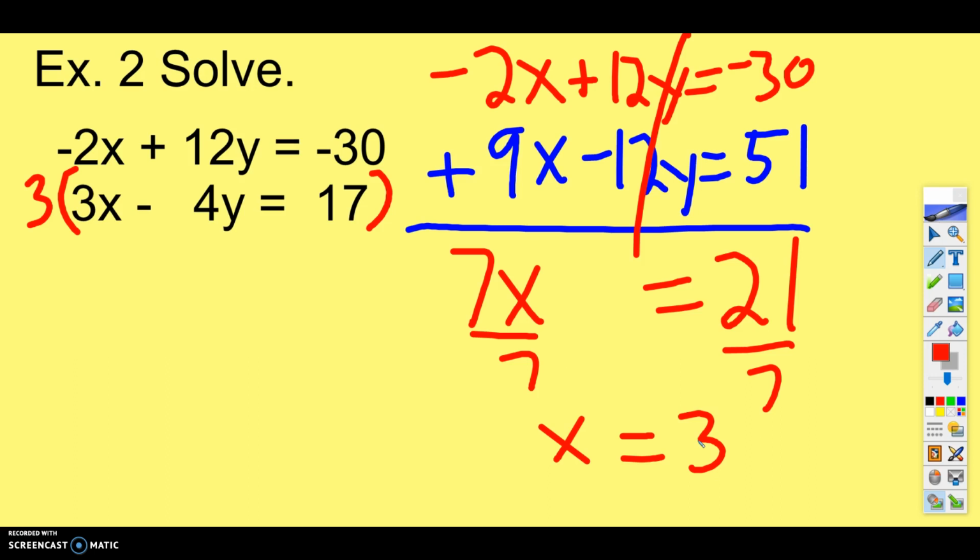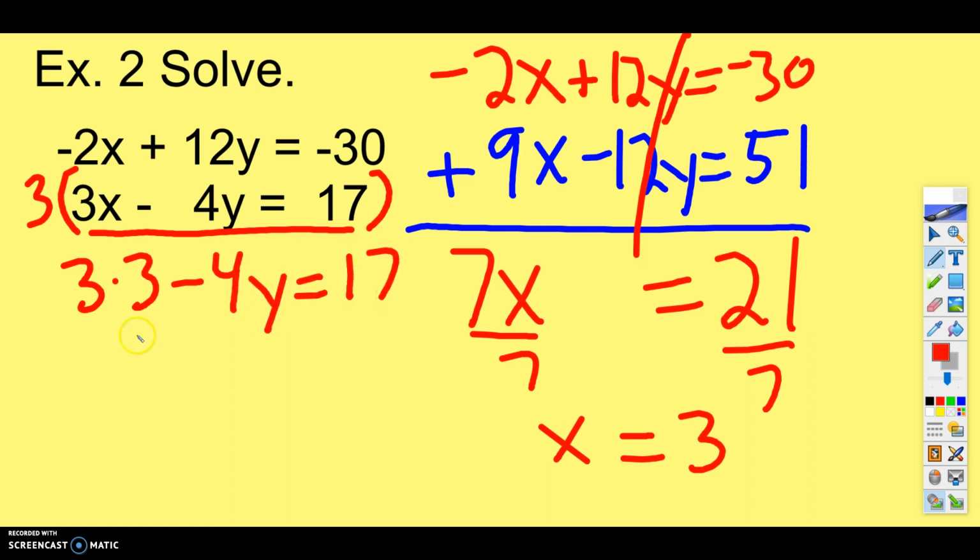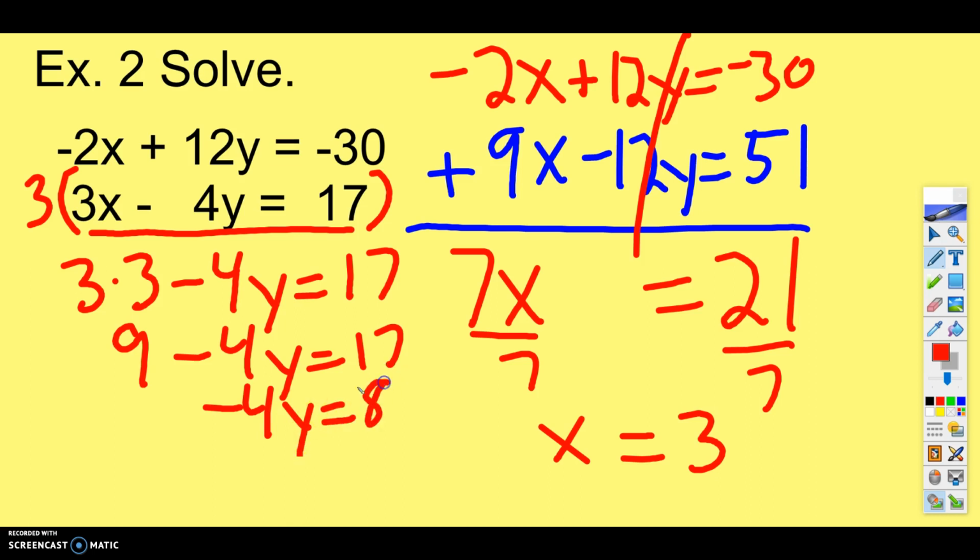Okay, so now I have that. So what am I going to do? I'm going to go to one of those equations. I'll pick the bottom equation. So I'm going to solve that original equation right here. So 3 times 3 minus 4y equals 17. So I'm going to solve for y. 9 minus 4y equals 17. Subtract 9, I'm running out of space. So negative 4y would equal 8. Divide by negative 4, and y would equal negative 2. So my solution is the ordered pair 3, negative 2.